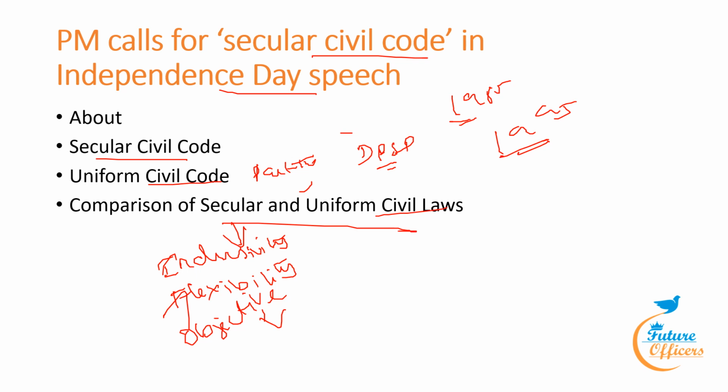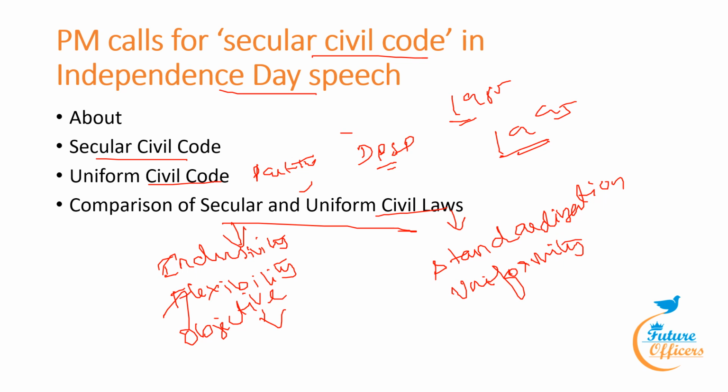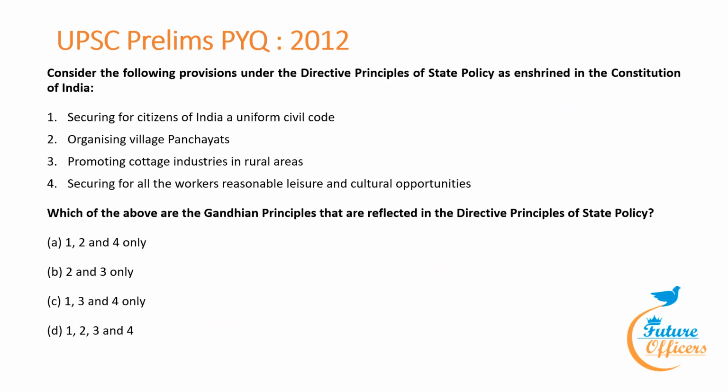Next, uniform civil laws. So it has standardization. In standardization, it proposes a common set of laws that completely replaces religious personal laws with a single legal code applicable to all citizens. Next, uniformity. It seeks to eliminate religious distinctions in legal matters, promoting a single legal standard. Next, the objective. It aims for complete legal uniformity to ensure equality before the law.